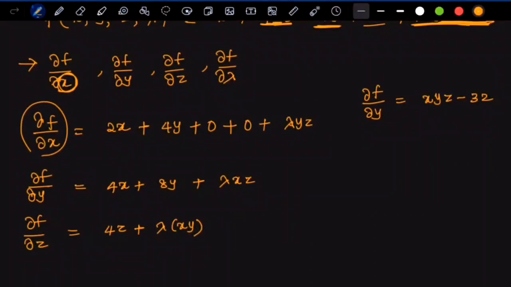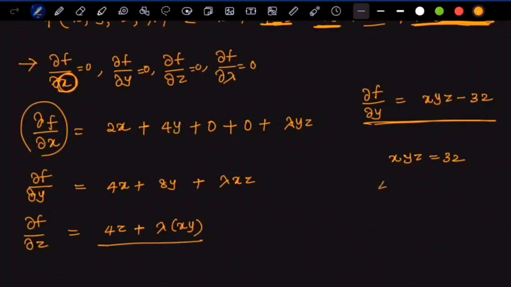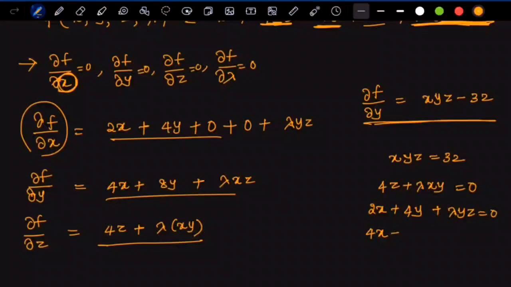So you have to find out the partial differentials. Once you find out the partial differentials, you have to set them to 0. So this is equal to 0, this is equal to 0, this is equal to 0, this is equal to 0. When you set this particular thing to 0, you will get xyz is equal to 32. When you set this thing to 0, you will get 4z plus lambda xy is equal to 0. Set this thing to 0 and you'll get 2x plus 4y plus lambda yz is equal to 0. Set this thing to 0, you'll get 4x plus 8y plus lambda xz is equal to 0.